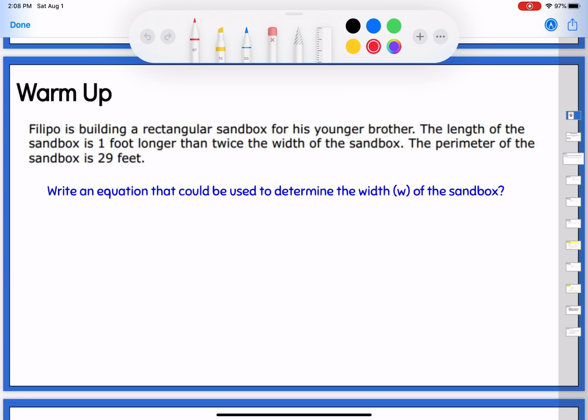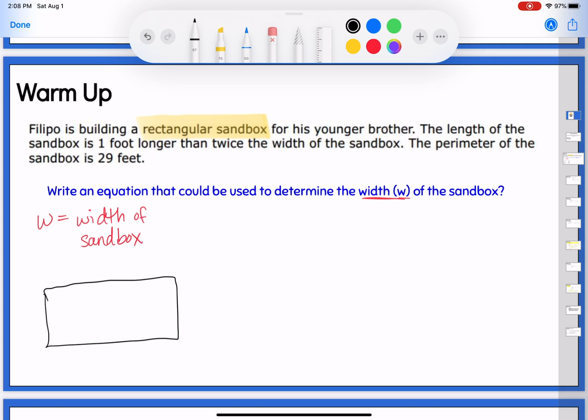If you did try it, I'm going to go through and kind of break it down, word problem ways. It looks like they told us what our variable was going to be. So W equals the width of the sandbox. Now, to me, when we're talking about anything like this, I see a rectangular sandbox here. I have to draw the picture. There is no way for me to do this without drawing the picture. So here's my sandbox. I got my rectangle, right? And W is the width. So the width is here.